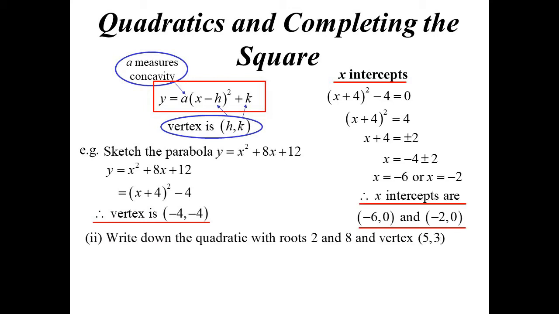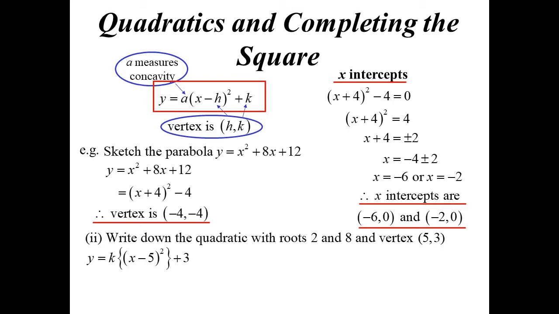We had a question, you'll remember: write down the quadratic with roots 2, 8 and vertex (5, 3). Another way I could have approached this problem: I know the vertex is (5, 3). So it must be in the form some constant times (x minus 5) squared, and then plus 3. Notice the constant is only times the square. It's not times the 3 as well.